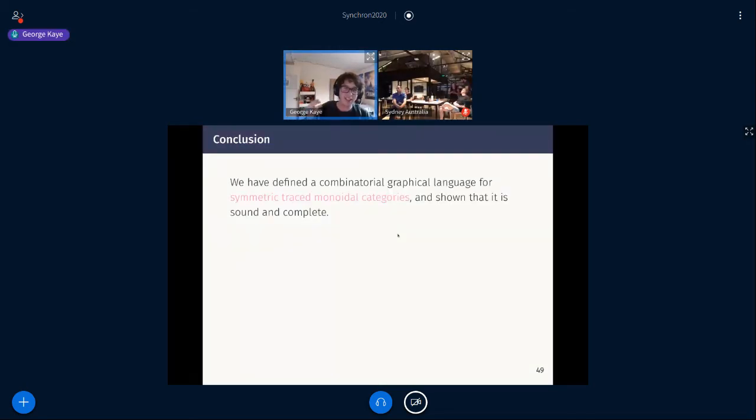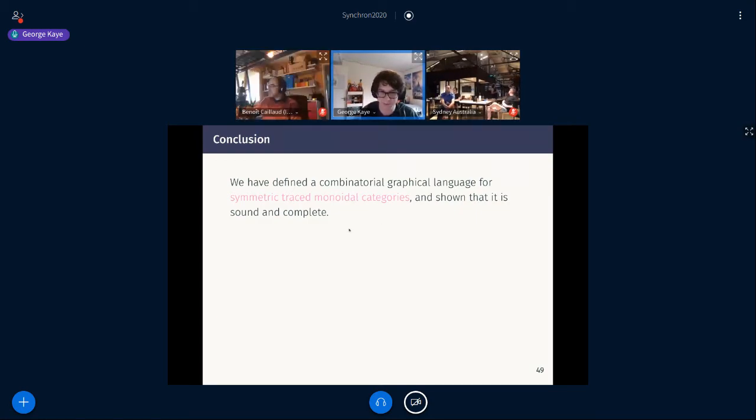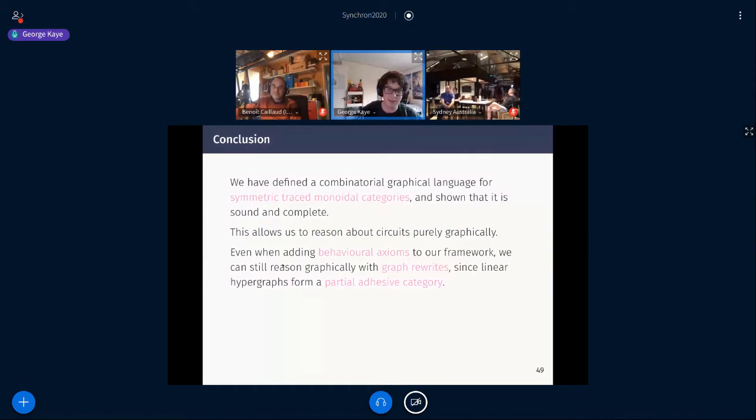So what have we done? We managed to define this combinatorial graphical language for symmetric traced monoidal categories, or the language of digital circuits, and we've shown that it's sound and complete. This allows us to reason about circuits purely graphically, which is good. We can find our redexes and just reduce, reduce, reduce, rather than messing around with these terms, which are long strings of characters doing who knows what. And even when we add behavioral axioms to the framework, not necessarily these ones which are automatically fulfilled by drawing them, we can still reason graphically using graph rewrites, because our linear hypergraphs form a partial adhesive category, so the graph rewriting process is well formed.